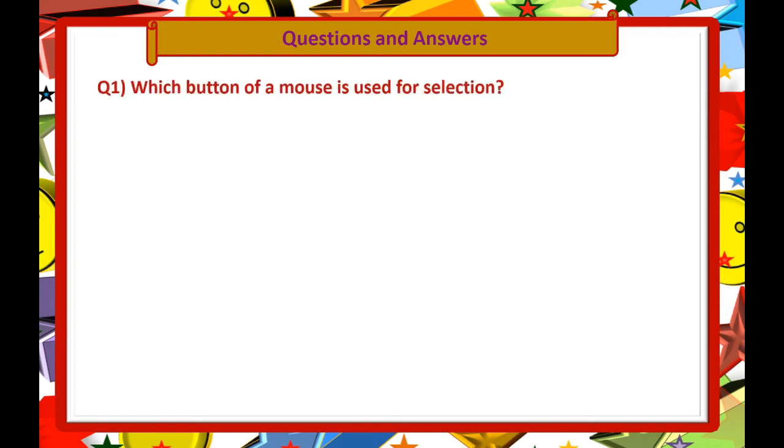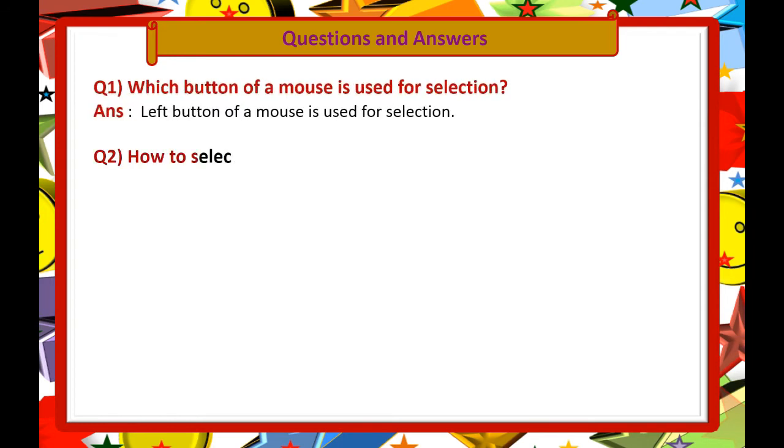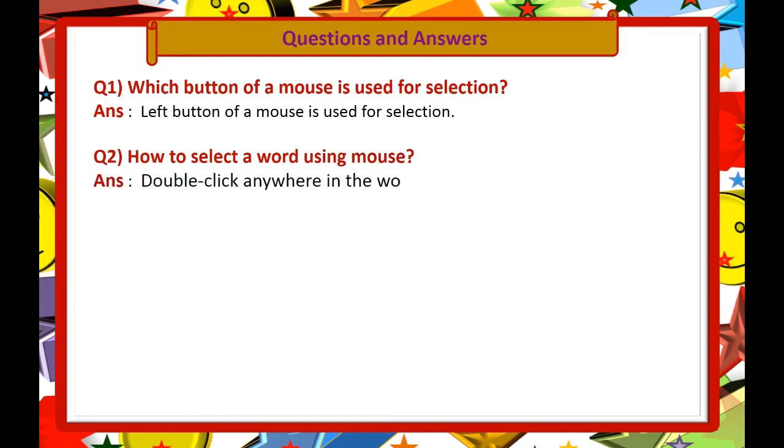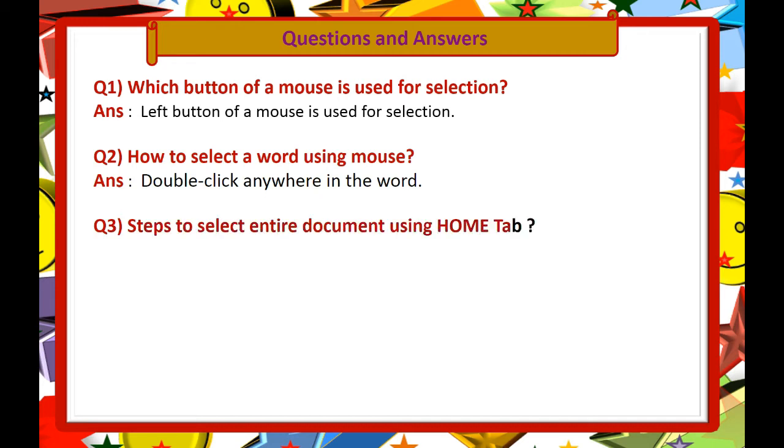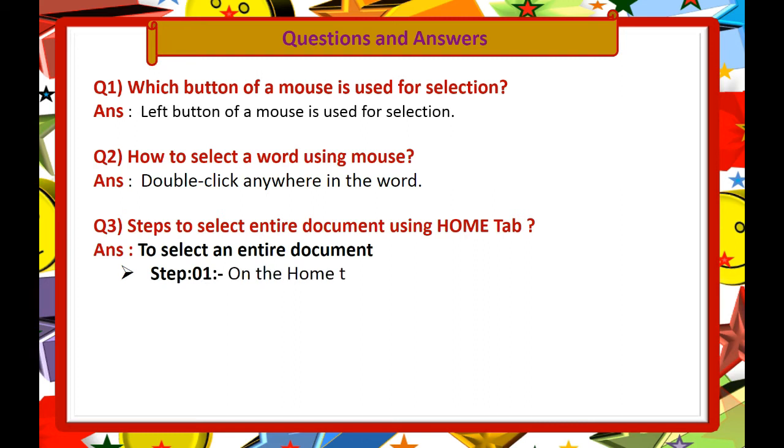Now let us write this in your notebook. Questions and answers. Question number 1. Which button of a mouse is used for selection? We all know that the left button of a mouse is used for selection. Question 2. How to select a word using mouse? Double click anywhere in that word.